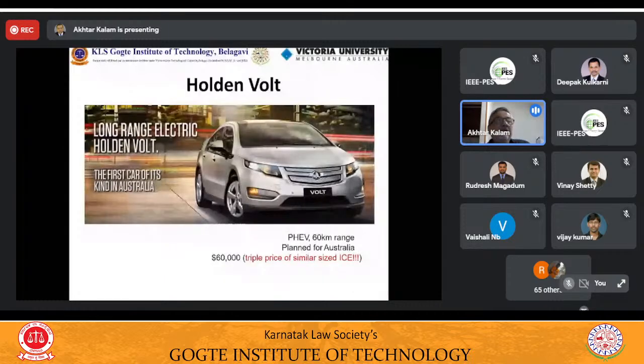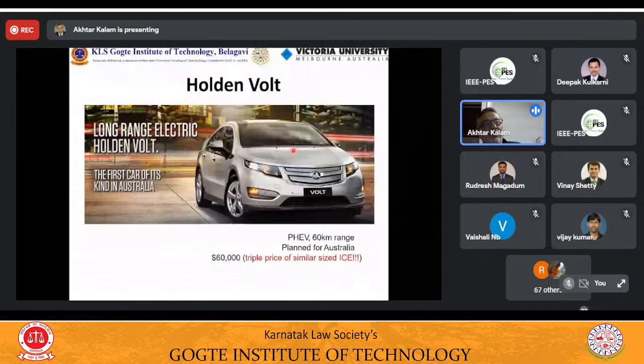The Holden Volt is a classical car, which is very similar in size to an ICE, which is the internal combustion engine. This is a plug-in hybrid electric vehicle. Look at the range. We are not very happy with a 60-kilometer range. The price is $60,000. But I can get this type of car in petrol at one-third the price. I can get that for $20,000.